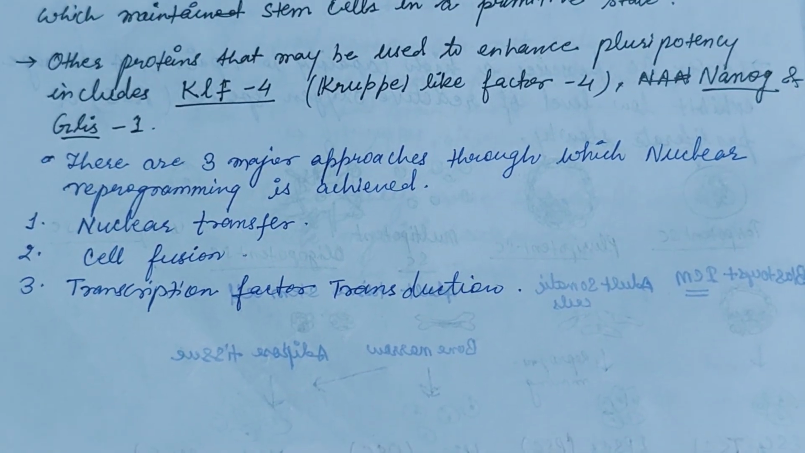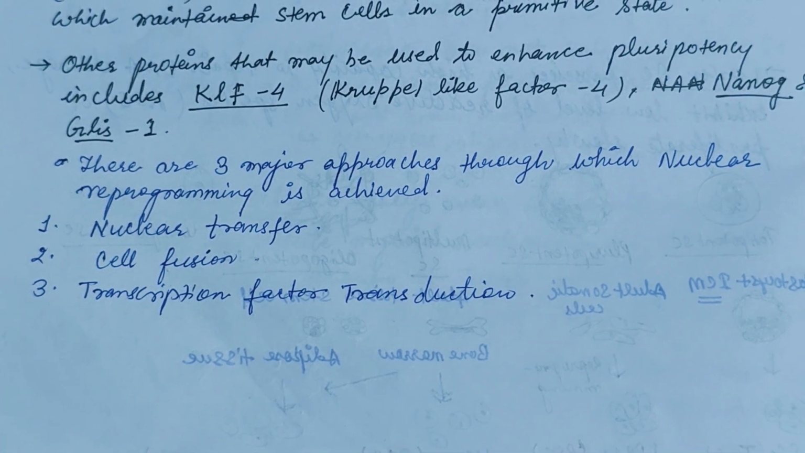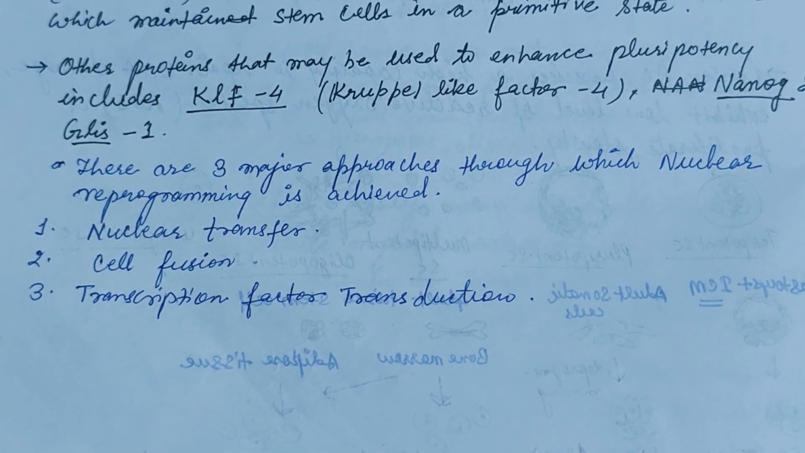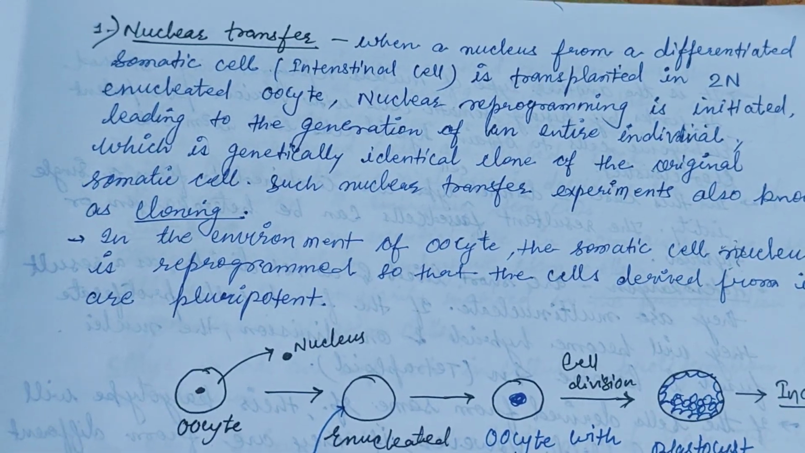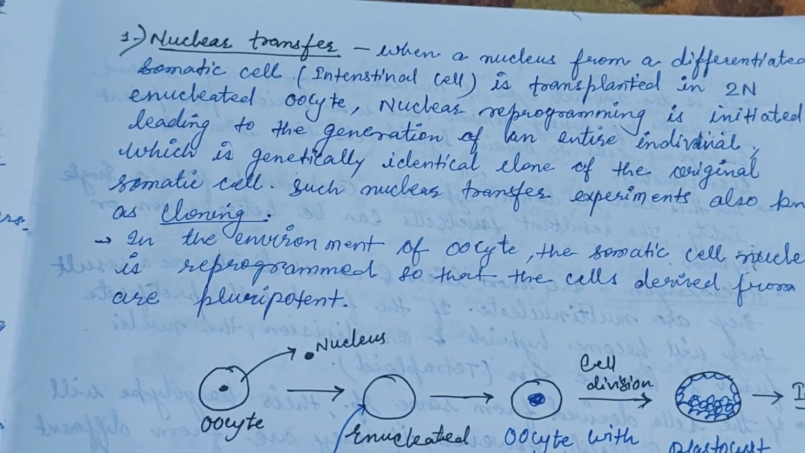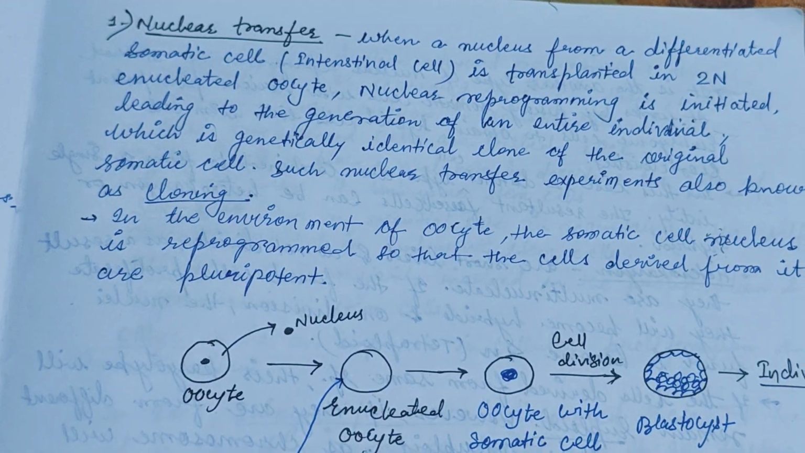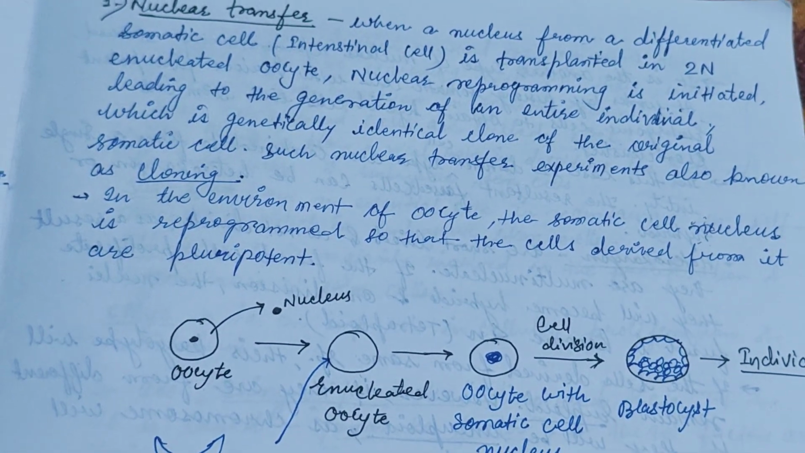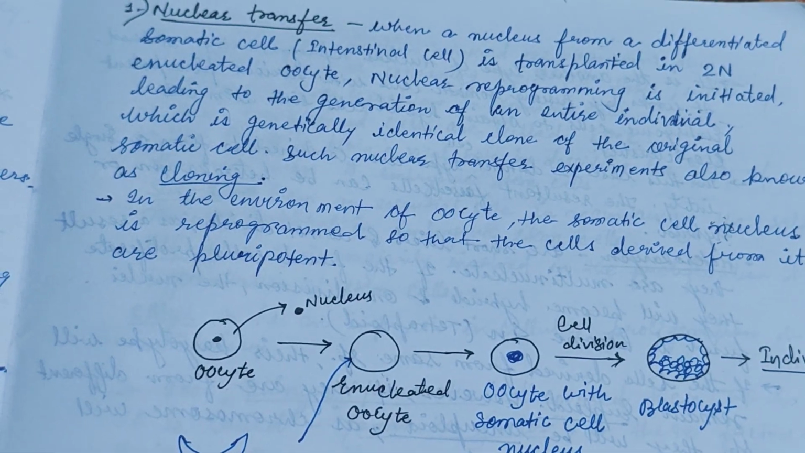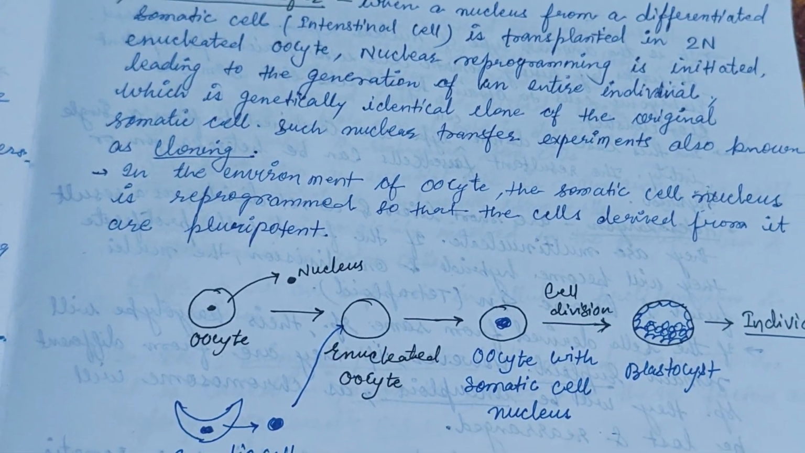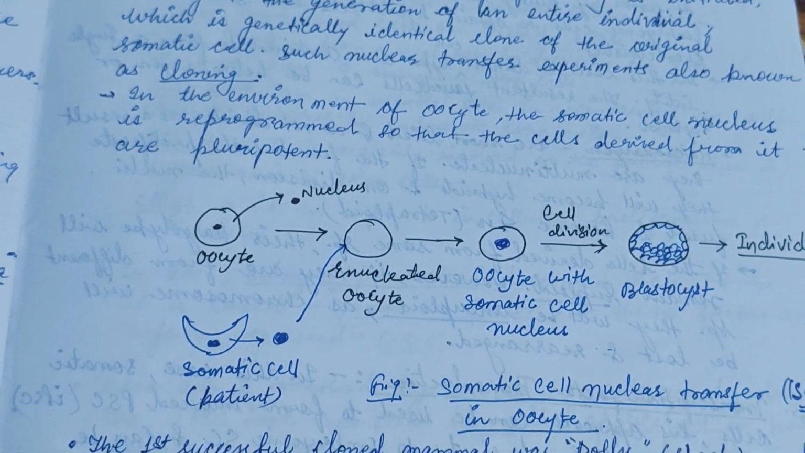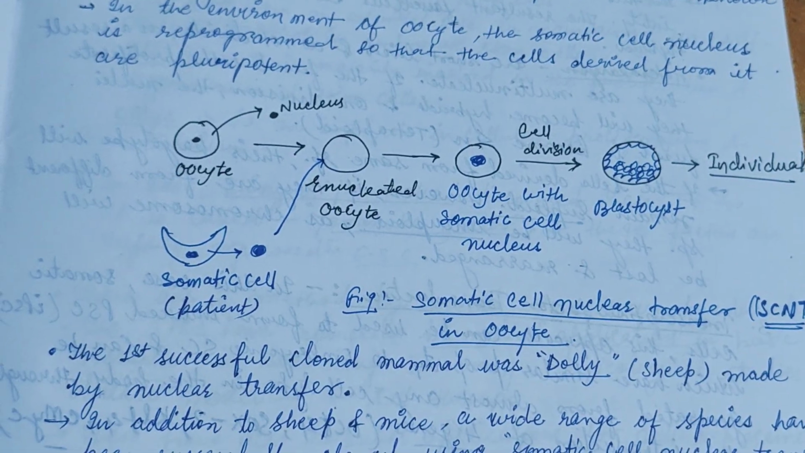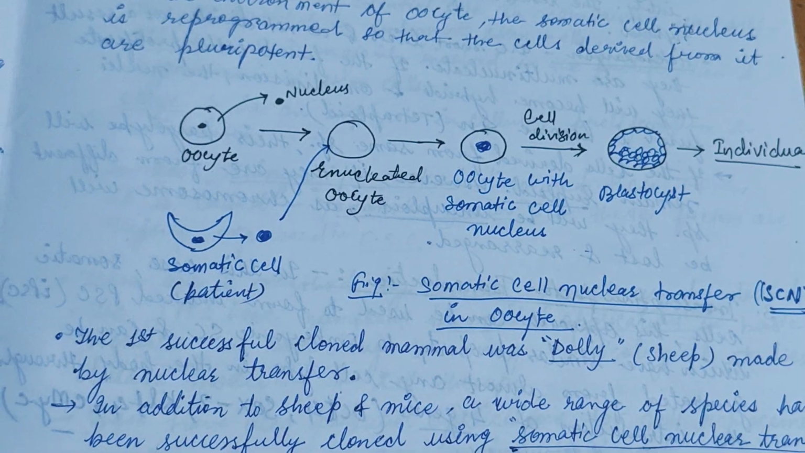There are three major approaches through which nuclear reprogramming is achieved: nuclear transfer, cell fusion and transcription factor transduction. We'll see each one by one. First is nuclear transfer. When a nucleus from a differentiated somatic cell, such as an intestinal cell, is transplanted into a diploid enucleated oocyte, nuclear reprogramming is initiated. In the figure we can clearly see an oocyte in which the nucleus is removed.